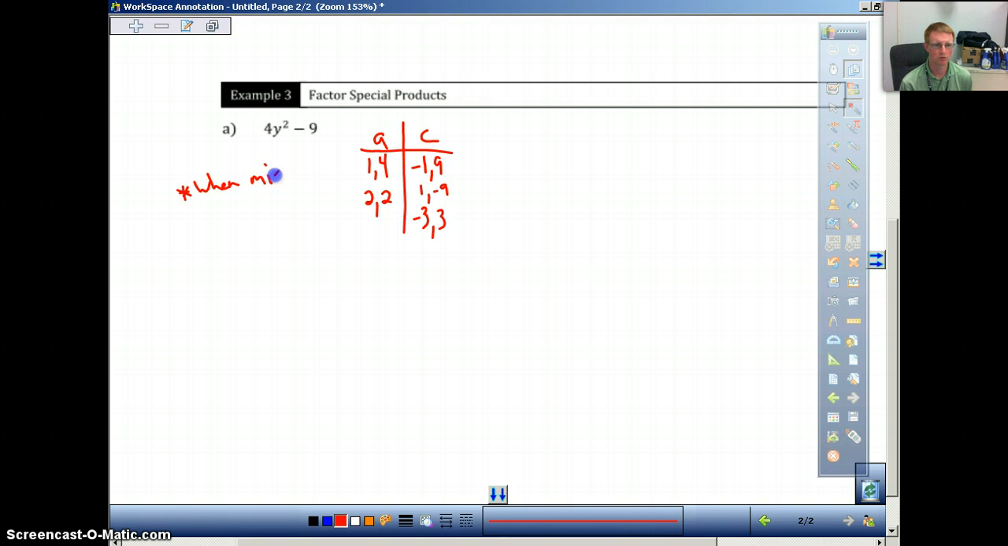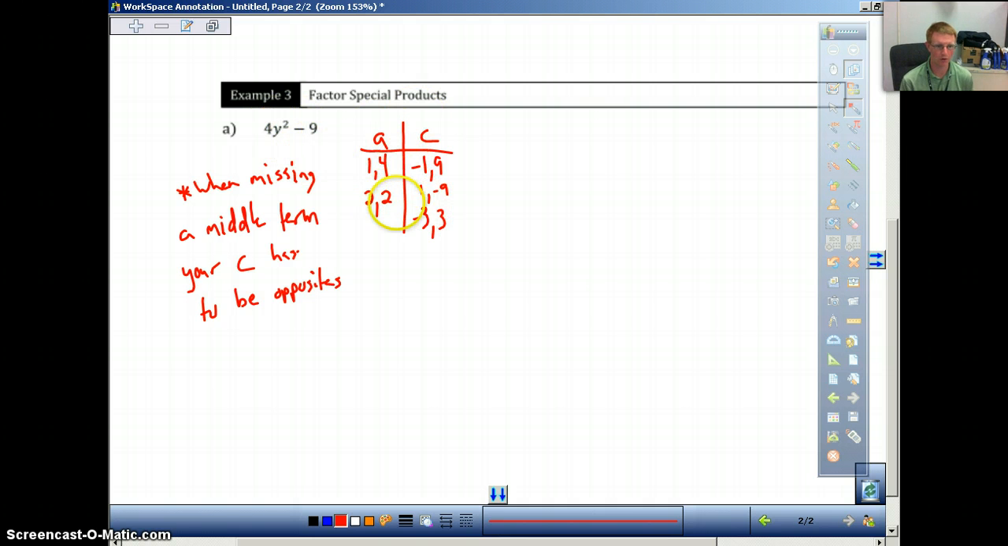When missing a middle term, your C values have to be opposites. The point of this is that if you're missing a middle term, it's going to have to cancel out. So therefore, you could try the 1 and 4, but almost all the time your A is going to be the same number and your C is going to be the same number, but your C will have to be an opposite.